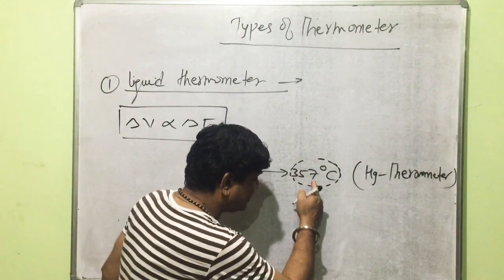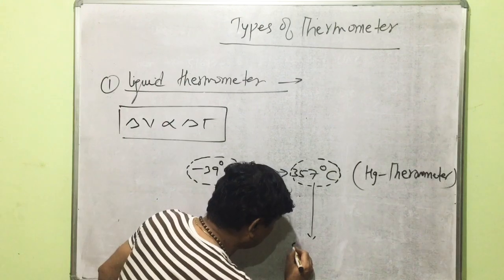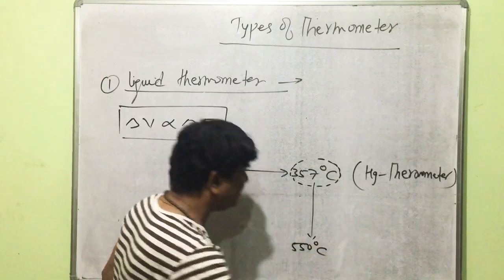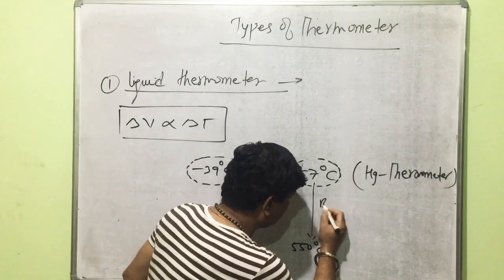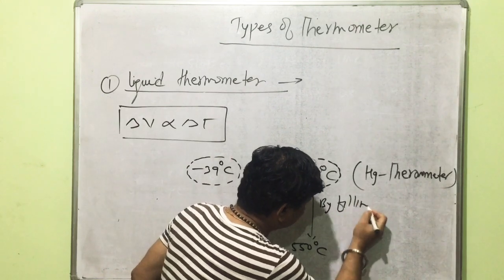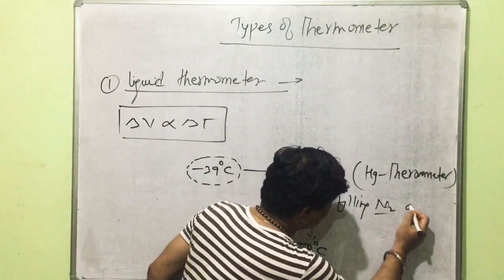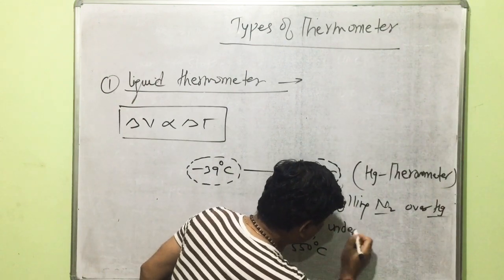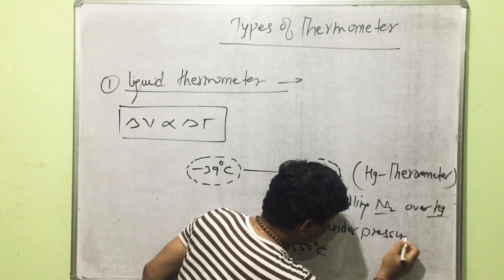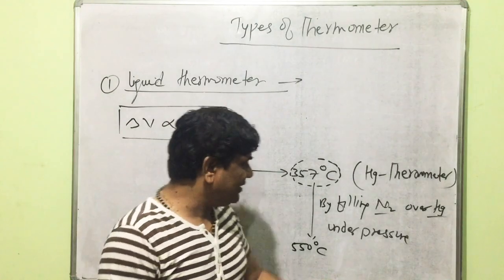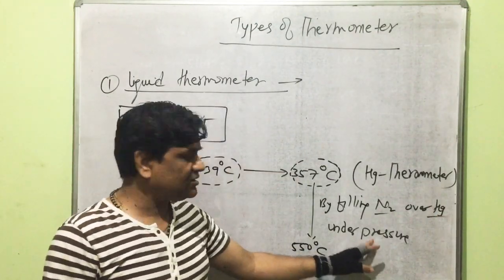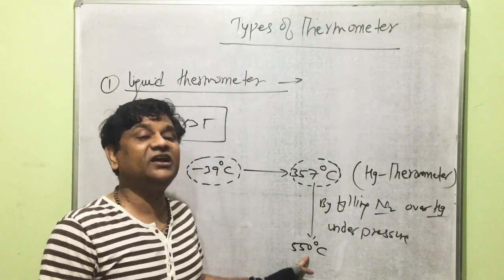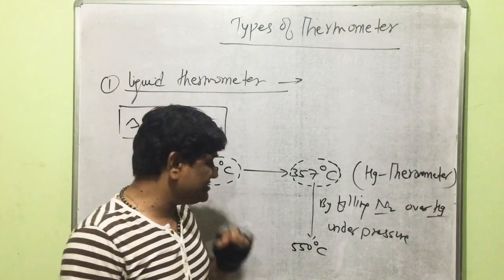So this is the range from 357 degrees Celsius to 550 degrees Celsius, by filling nitrogen over mercury under pressure. So by filling nitrogen over mercury under pressure, this range may be extended up to 550 degrees Celsius.